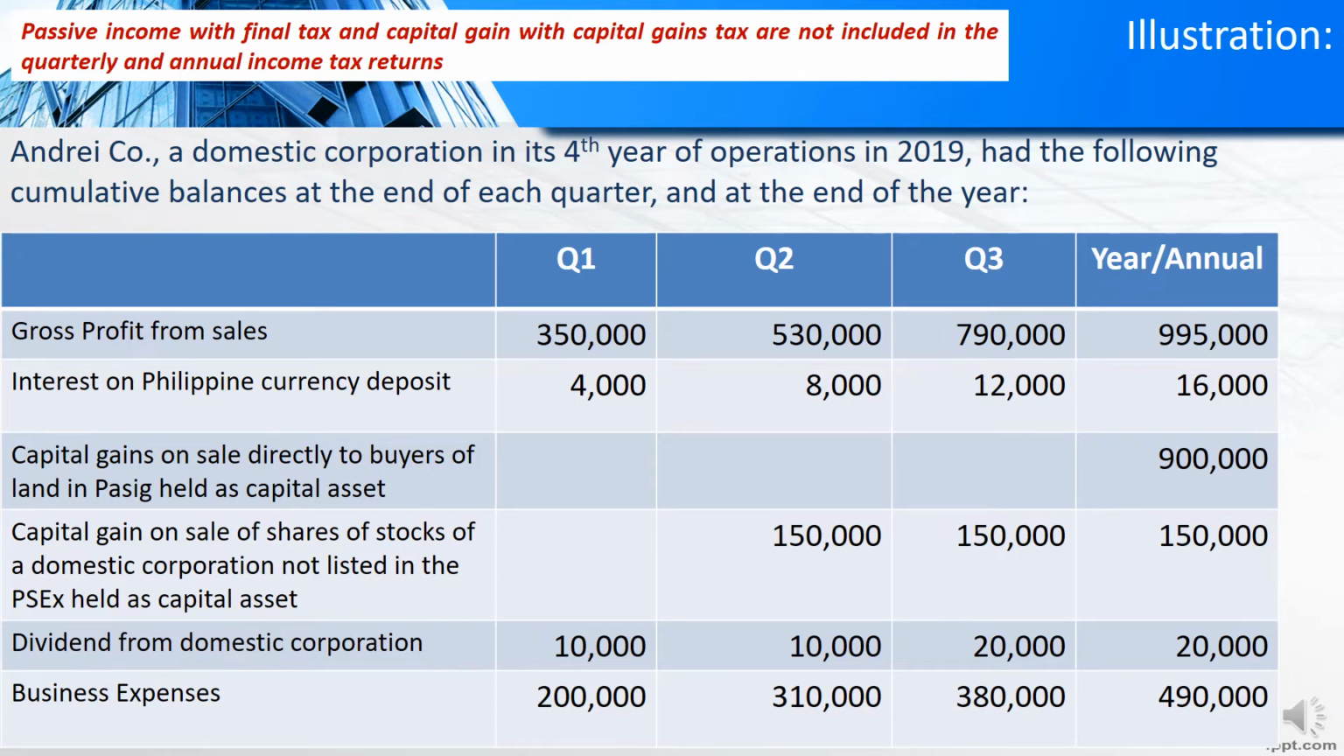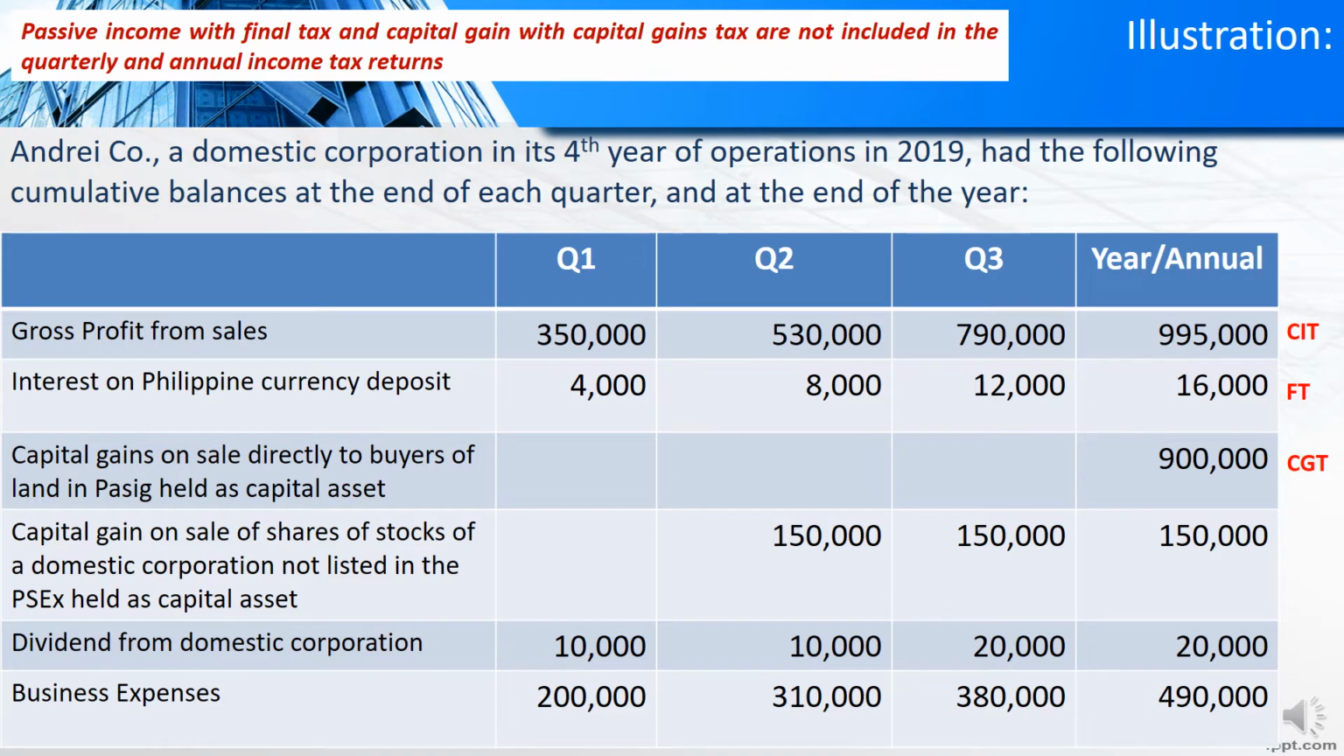income tax returns. The first thing we need to do is to classify these items as to what income taxation schemes they will fall. For gross profit from sales, this is an active income of a domestic corporation and thus will be subject to corporate income taxation. Interest on Philippine currency deposit is a passive income subject to final tax. Capital gains on sale directly to buyers of land in Pasig held as capital asset is subject to capital gains taxation.